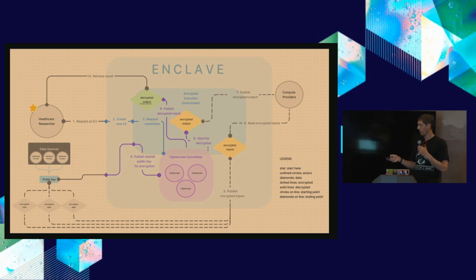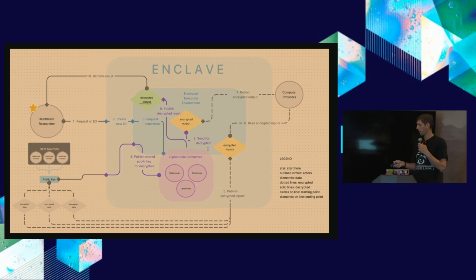Process starts here. User makes a request to the protocol to run an E3. That's then going to kick off a sortition process to select a committee of node operators from the globally available pool of staked node operators. They will coordinate to generate a shared public key, publish that key, and then this is the key that each of the data sources is going to encrypt their inputs to.